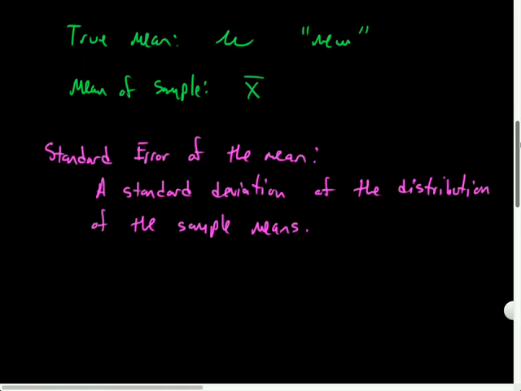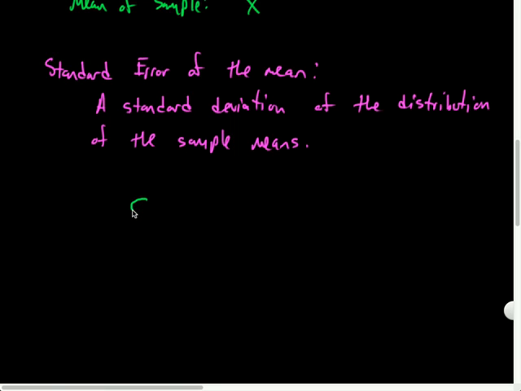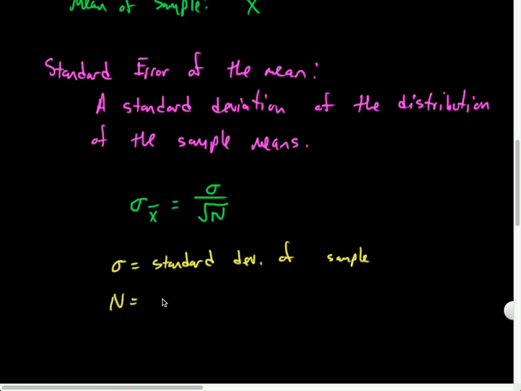And so our formula for it, it's actually got its own symbol. It's sigma sub x bar, and it's equal to sigma of our sample over the square root of n, where n is the size of our sample population. All right. So sigma is the standard deviation of the sample, and n is the number of values in the sample.